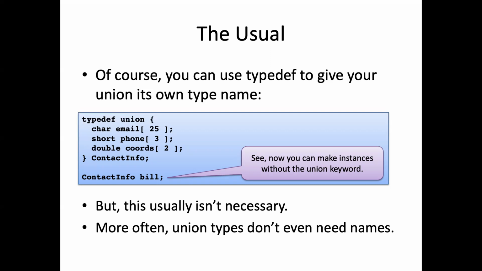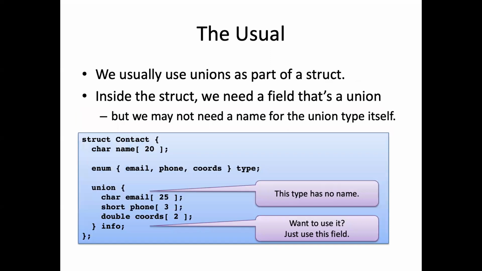And if that's the case, often you don't really need a type name for the union itself, because maybe the only place you're going to use that union is part of a bigger structure. And that's what I'm showing here. Same example we had before. I've got space for a name. I remember which part of the union I'm using with an enumerated type. And then I've got the union itself.